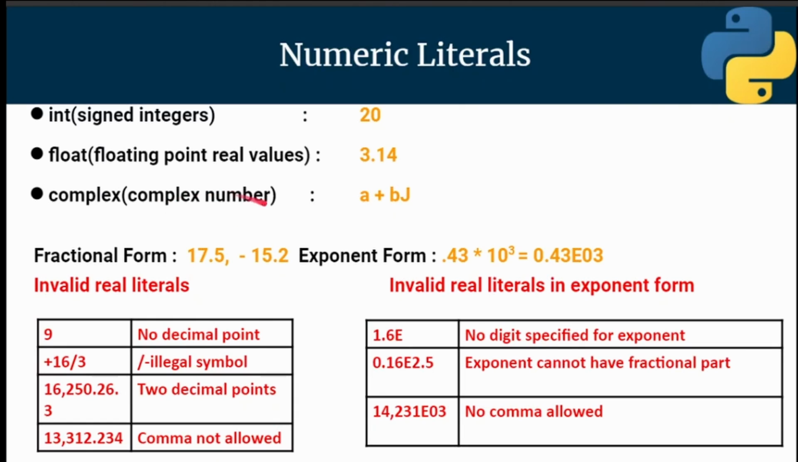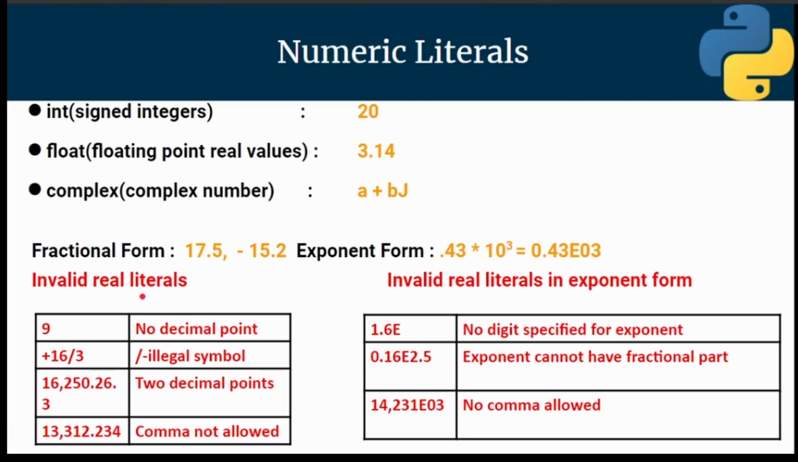Okay, now next we have complex numbers, and a complex number will be in the form a plus bj. Now fractional form, as you can see on the screen, 17.5 and minus 15.2 are written, and exponent form means 0.43 multiplied by 10 raised to power 3, which can be written in this way: 0.43e3, where e is for exponent, 3 is the exponent, and 0.43 is the mantissa, and 10 is the base.